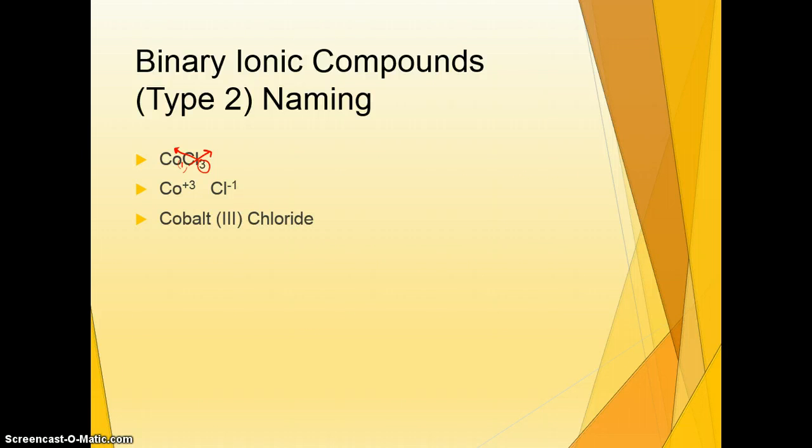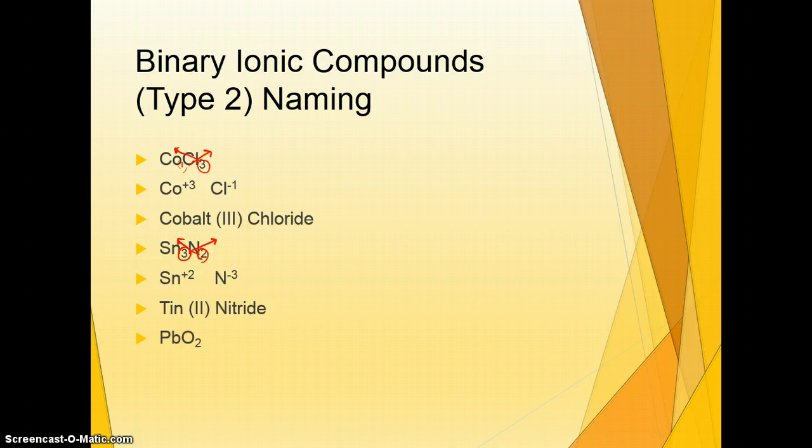Once we know it's Co+3, we know what Roman numeral to put in, and we can now call it cobalt 3 chloride. Let's look at another example. We have Sn3N2. Again, we're going to uncrisscross, and we'll check that by checking it with the nitrogen. Does nitrogen have a charge with 3 in it? Sure it does. It's -3, which means that Sn must have the +2. That helps us know what tin is going to be charge-wise. So we'll call it tin 2 nitride.